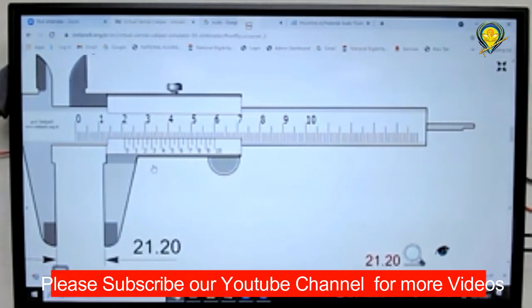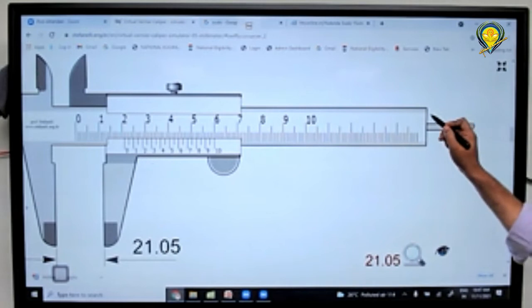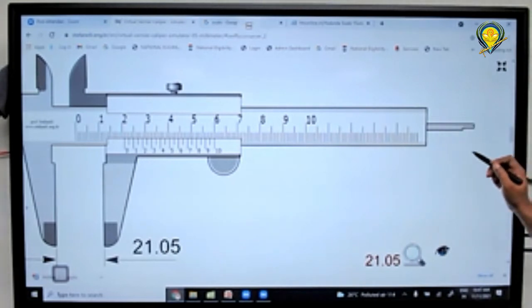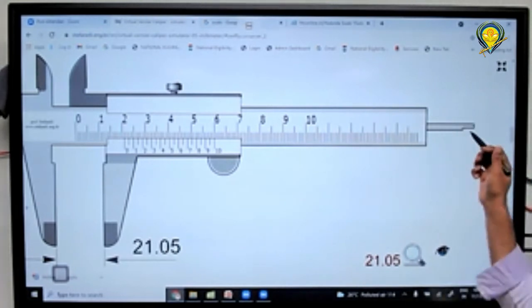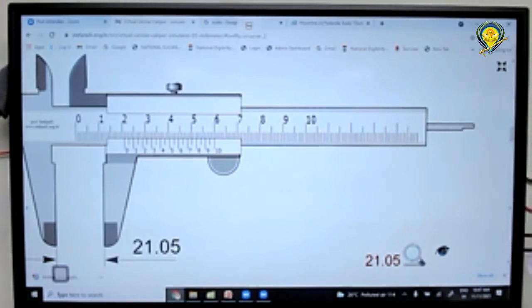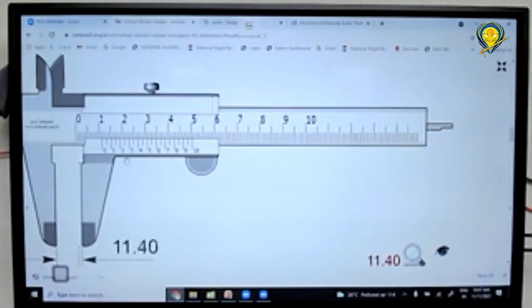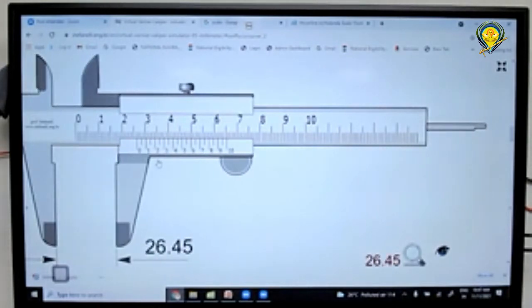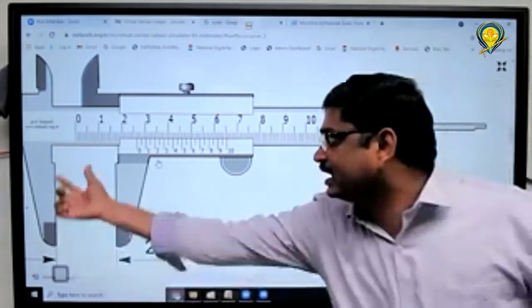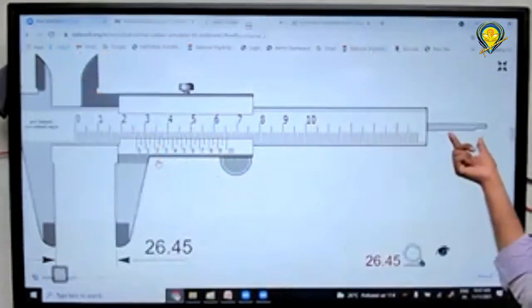If you want to measure depth, place the object here and move that one up to this end. If this touches the bottom of the object, then stop. Like this we can move and fix here. Is this clear or not? By moving this one, we can fix here, or here, or here.